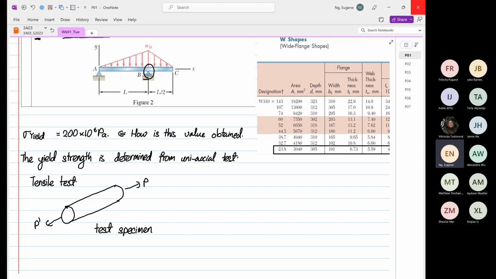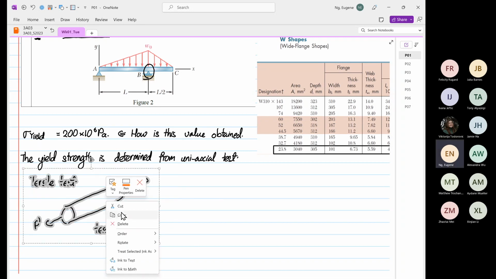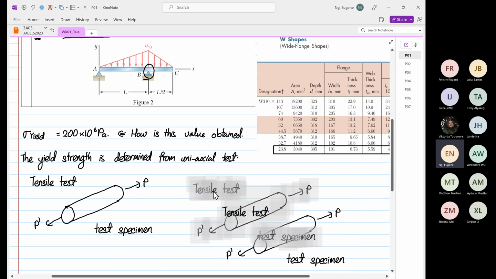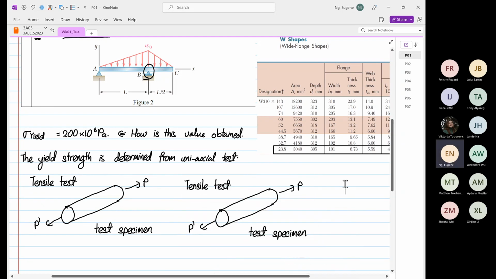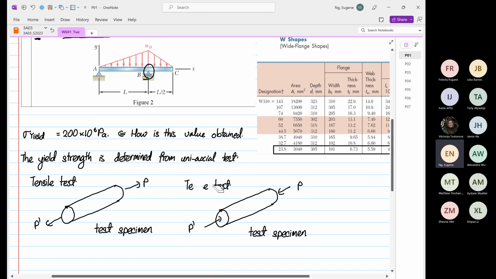They can also carry out compression. So with the same material you see here, okay, they can also carry out compression tests. So they can also do things like this. Compression. Okay, so this is what we call a compression test.